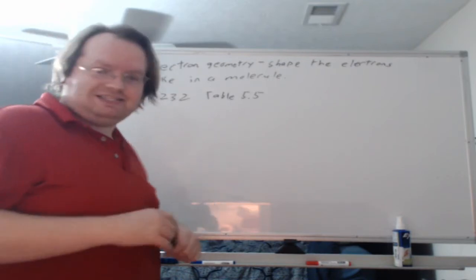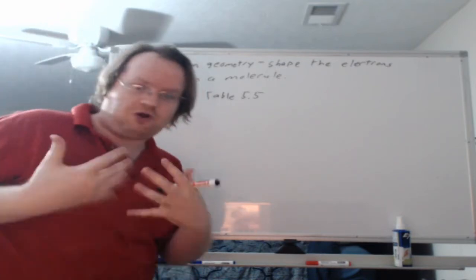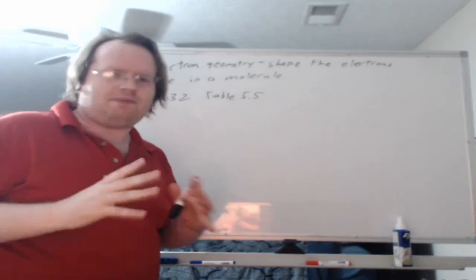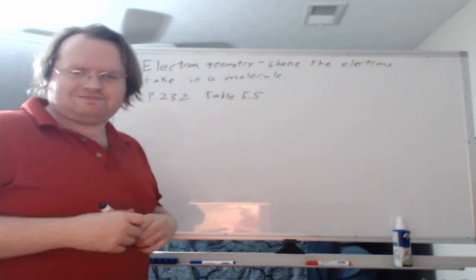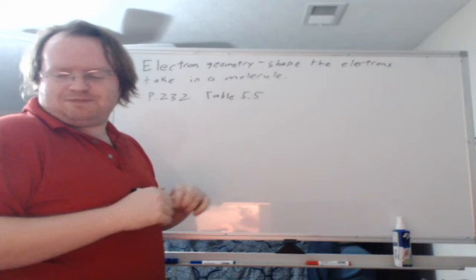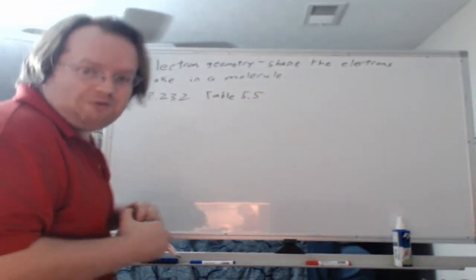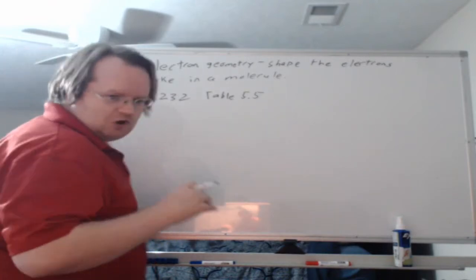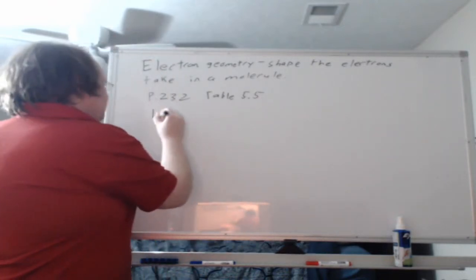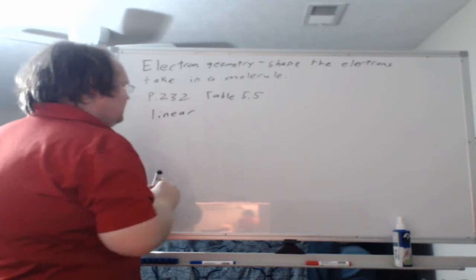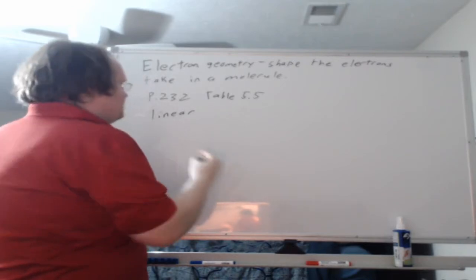I am not an excellent 3D drawer. I will do my best and I will talk through what I'm doing, but you can probably find better, I will fully admit. That's why we have books. They can draw it with a computer much better than I can draw it on this board. There are people that can draw them great on boards, but I'm definitely not one of them. So, let's start with the simplest shape. A linear shape. This is going to happen when you end up with 2 electron groups.